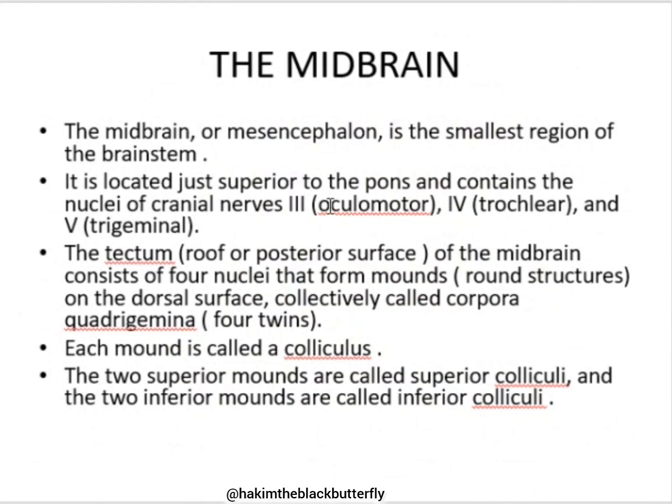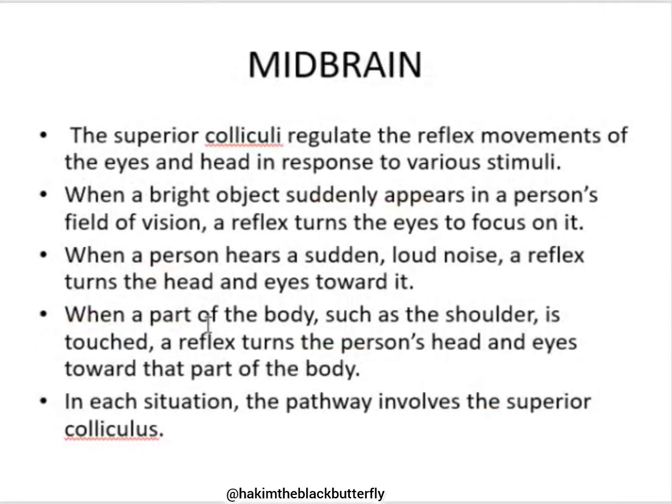So you have seen that the oculomotor nerve nucleus, the trochlear nerve nucleus, and the mesencephalic nucleus of the trigeminal nerve are contained within the midbrain. The tectum contains two superior colliculi and two inferior colliculi. All four are known as the corpora quadrigemina. The superior colliculi coordinate visual reflexes and the inferior colliculi auditory reflexes.